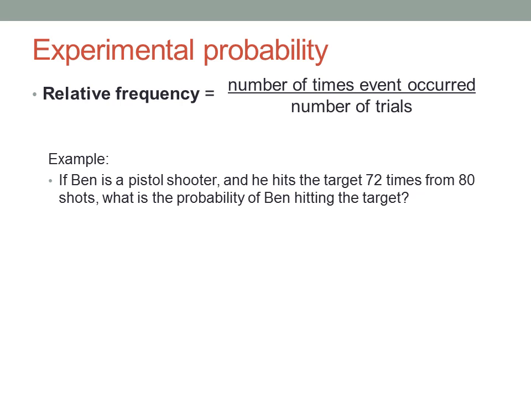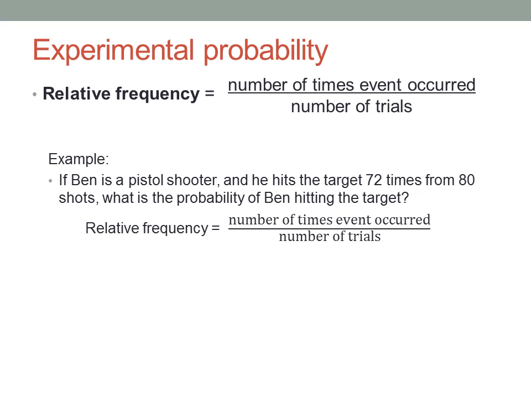For example, if Ben is a pistol shooter who hits the target 72 times out of 80 shots, then the experimental probability of Ben hitting his target is defined as the relative frequency, the number of on-target shots, 72, out of the total number of shots, which is 80. That's 9/10 of the time, or 90% probability. Or as a number between 0 and 1, it's 0.9.